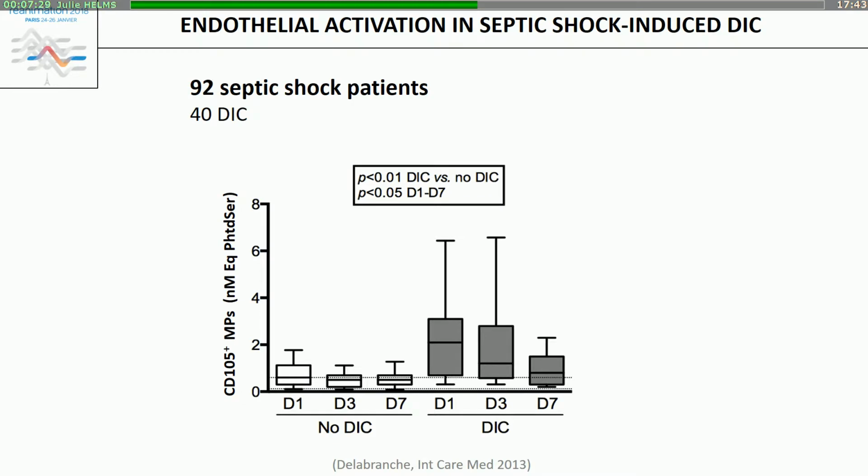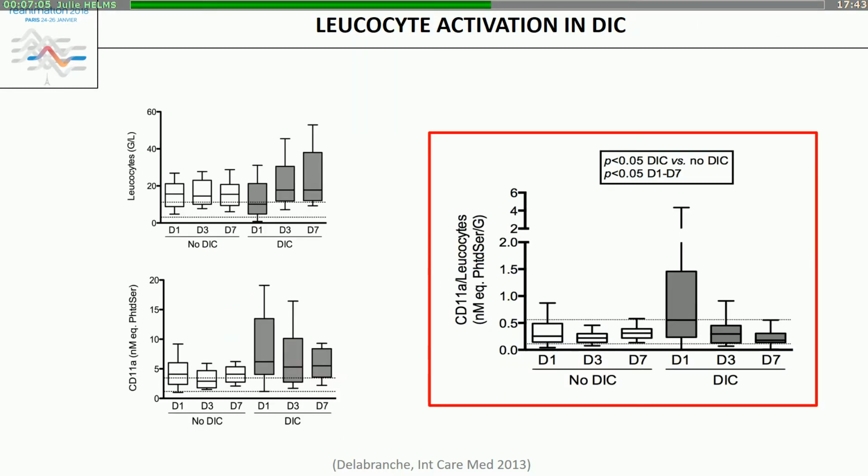In a multicenter clinical trial, we have thus shown in 92 septic shock patients with 40 DIC that we have a significant increase of endothelial microparticles from day 1 to day 7, which means that during DIC we have an endothelial activation. It was not really surprising. But what was far more surprising is that we also had a significant increase of leukocyte microparticles, meaning that during DIC we have both an endothelial and a leukocyte activation.